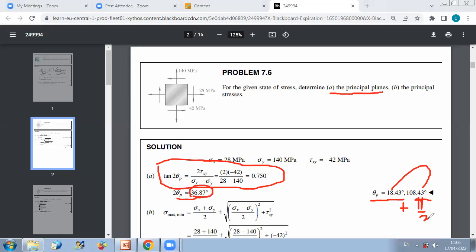And now I can present these axes on my figure. This is my x-axis. If I rotate an angle in the positive direction, here the counterclockwise direction, if I rotate an angle of 18.43 degrees, I get the first principal axis. As we said, the principal plane corresponds to maximum normal stress. So this is my x prime principal. And to deduce y prime principal, I just rotate 90 degrees. So this is y prime principal.